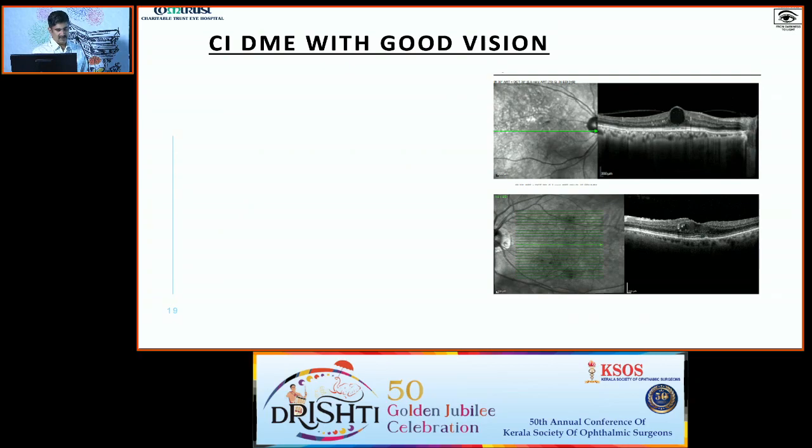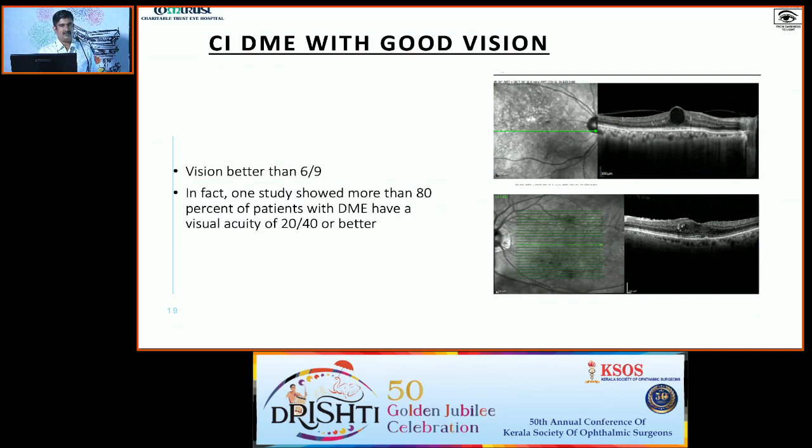This is a very common scenario. One study showed that about 80% of the patients have 6/12 or better vision, even though they have center involving DME. So center involving DME with good vision is a challenging thing, and especially these kinds of pictures, where there is a central foveal cyst, we see very commonly. Studies like Protocol V have clearly shown that you can either observe, or do focal laser, or inject, and the results are the same.